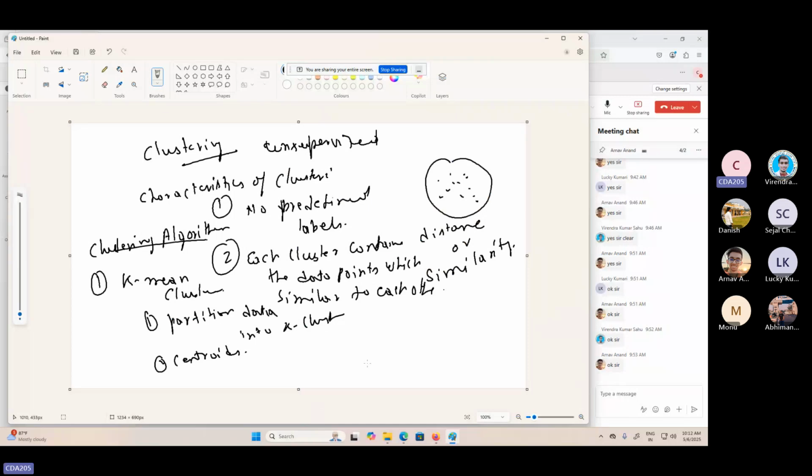Then another one, what is that? That is hierarchical clustering. In hierarchical clustering, we build a tree of clusters which is known as a dendrogram. It does not require any pre-specified number of clusters, and it has two types: agglomerative, that is bottom up, and divisive.